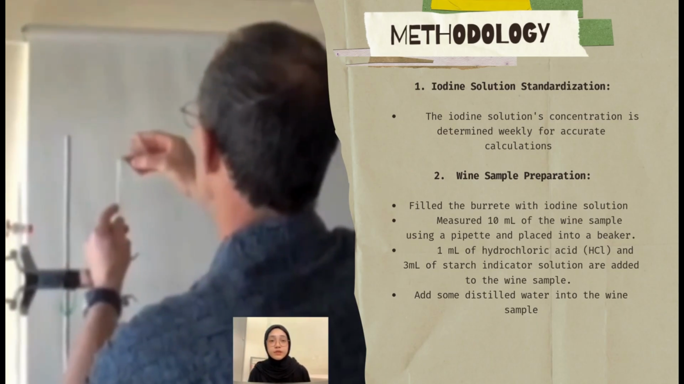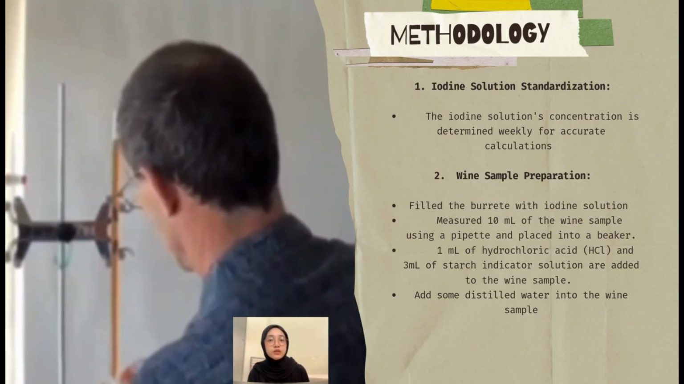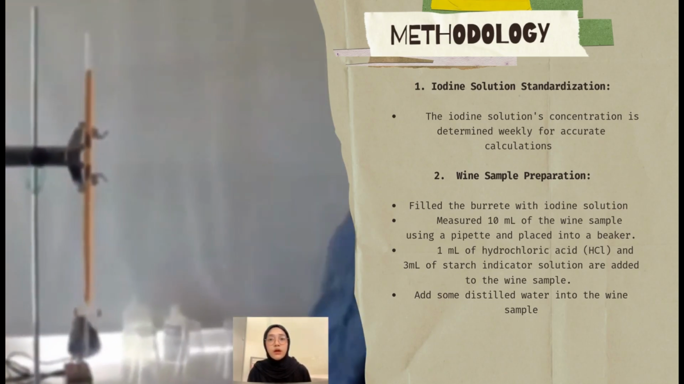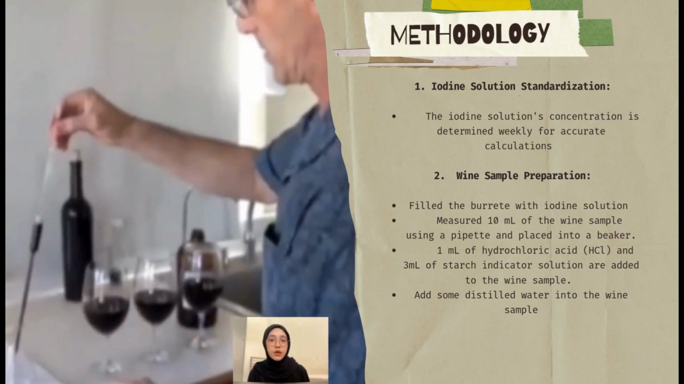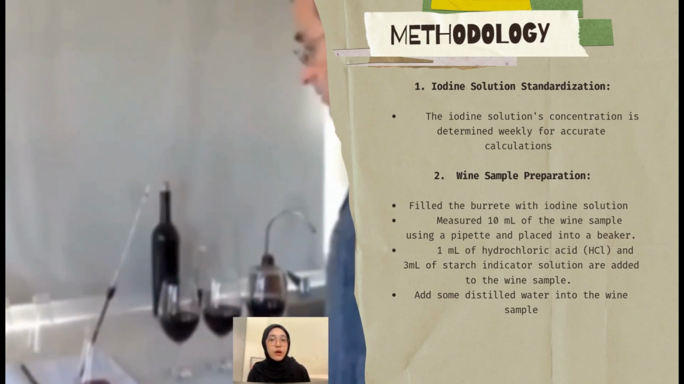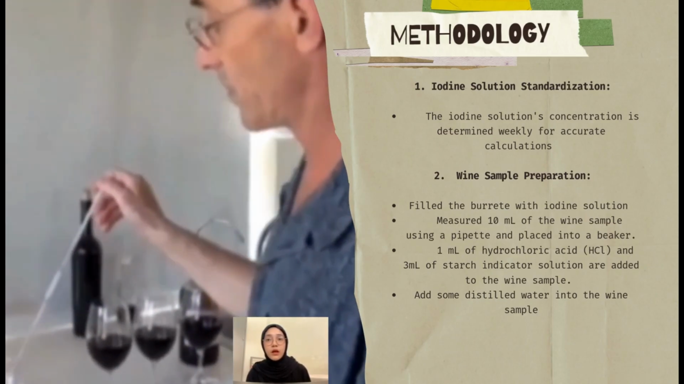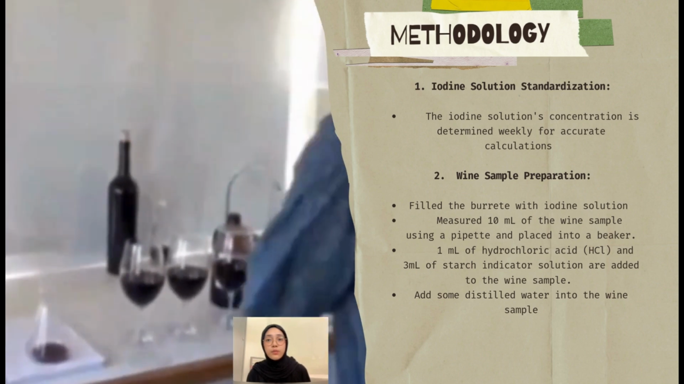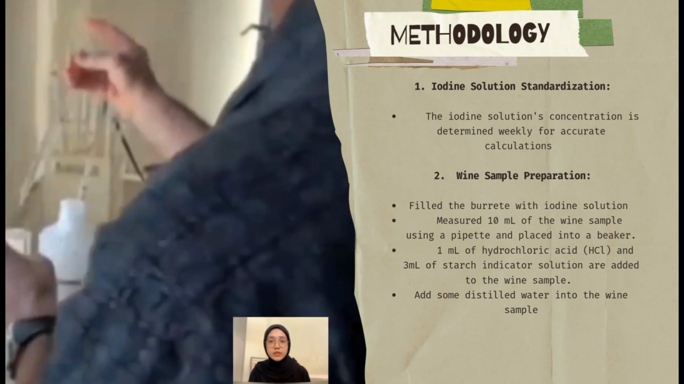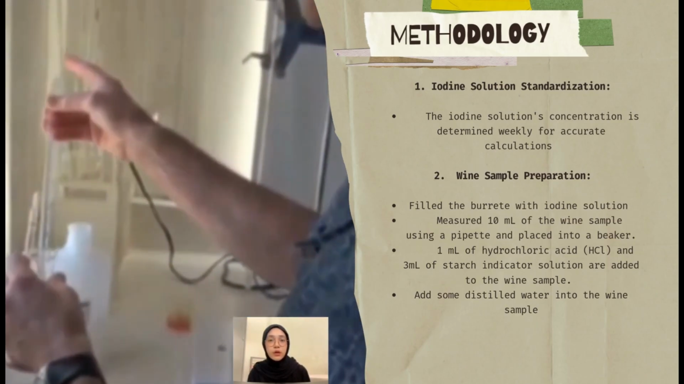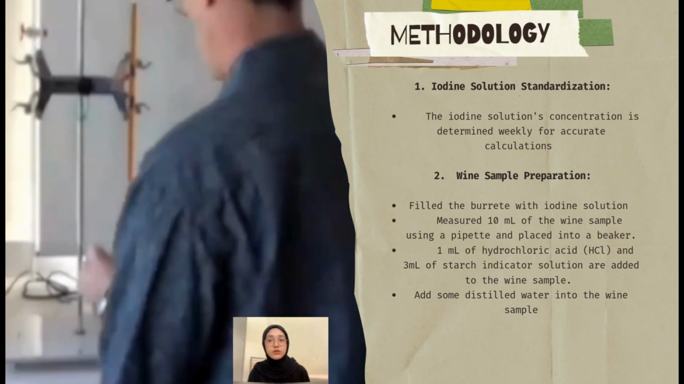Next, for the second part, wine sample preparation, first we need to fill the burette with the iodine solution. And then, we need to measure 10 ml of wine sample using a pipette and place it into a beaker. This precise volume of wine is crucial for an accurate calculation later. And then, we need to add 1 ml of hydrochloric acid and 3 ml of starch indicator solution into the sample. And then lastly, don't forget to add some distilled water into the wine sample.